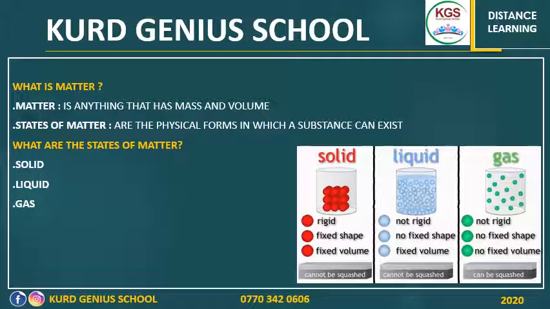And the third state is the gas state. Gas is not rigid also, and it has no fixed shape and no fixed volume, and the particles of gas are always in movement. The particles are always moving and sliding past each other, because they can be squashed, and also they have really great spaces between the particles. They are always free and moving very easily compared to liquid and solid particles.